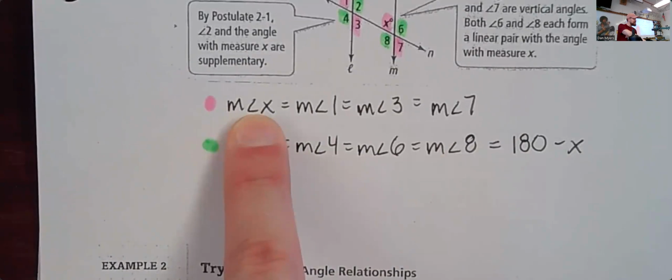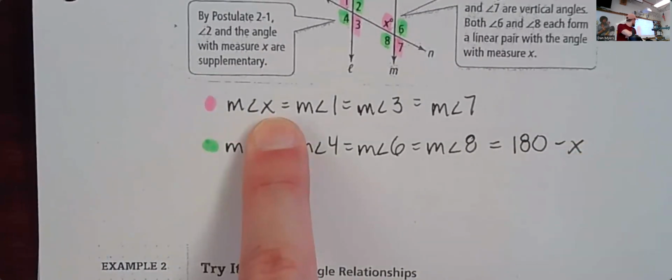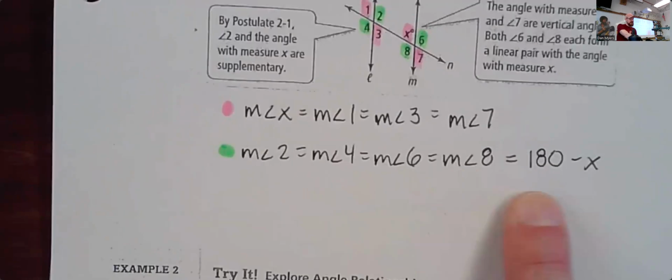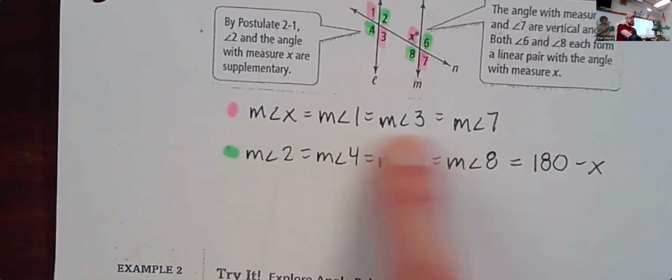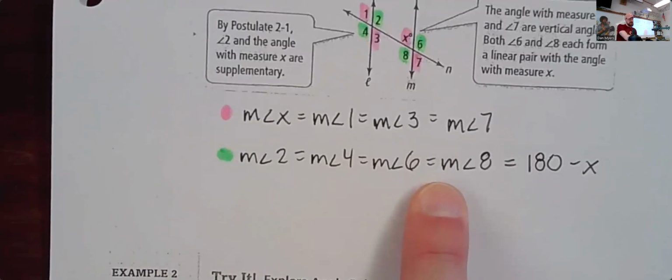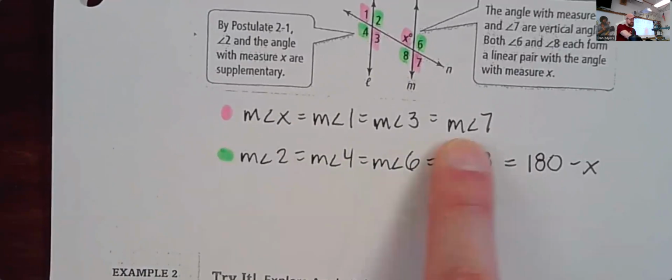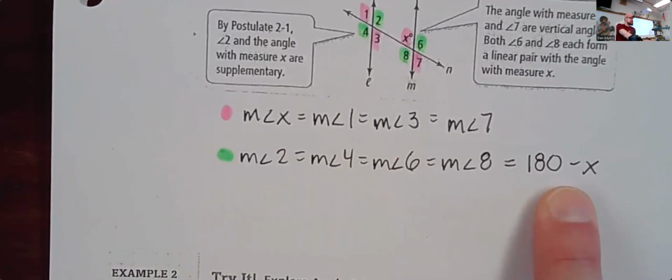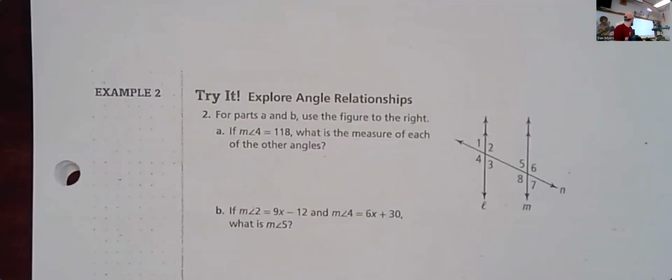If this is 45, these are 135 because 180 minus 45 is 135. If these are all 90, those are all 90 because 180 minus 90 is 90. If these are all 10, these are all 170 because 180 minus 10 is 170. So if these are all x, these are all 180 minus x. So let's keep going. Let's use some more numbers here.